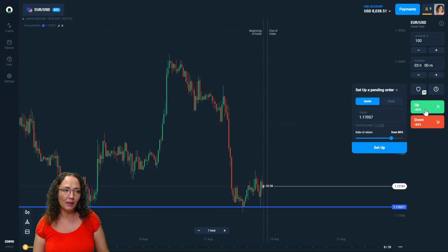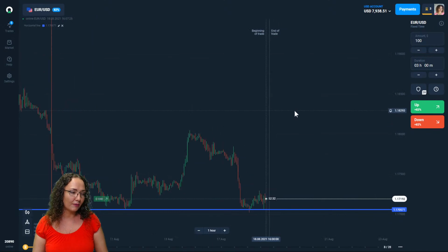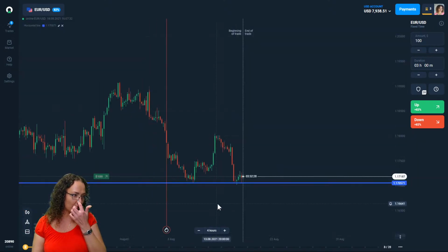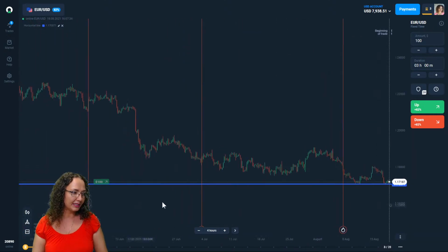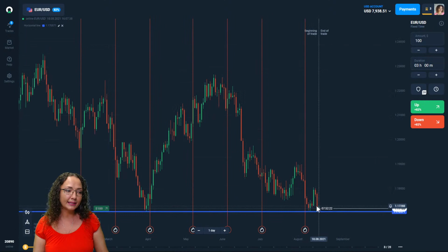So basically, I'll go ahead and set up an up pending order from this level right here. And this is actually a really strong level. We're looking at the hourly time frame. Let's go ahead and check the 4-hour time frame. Actually, let's go ahead and look at the daily time frame. As we can see, this area has been a strong level of support in history as well.